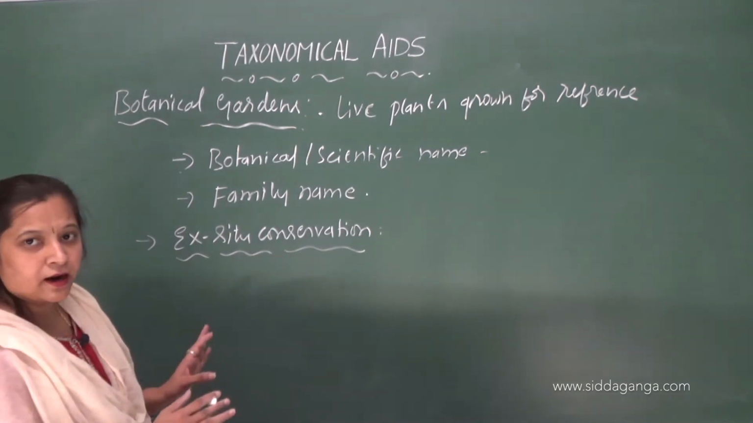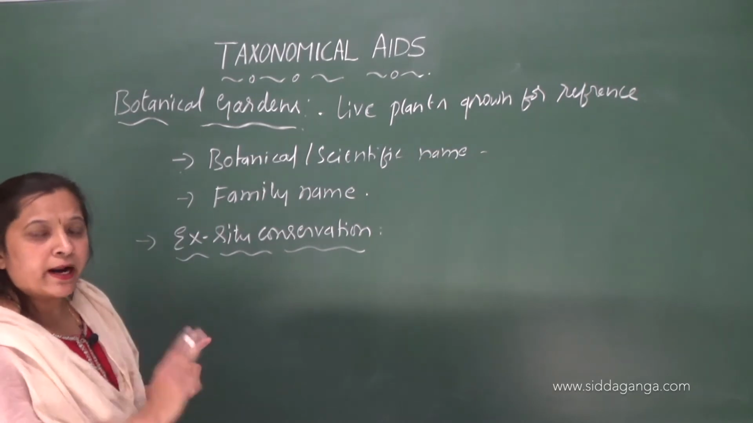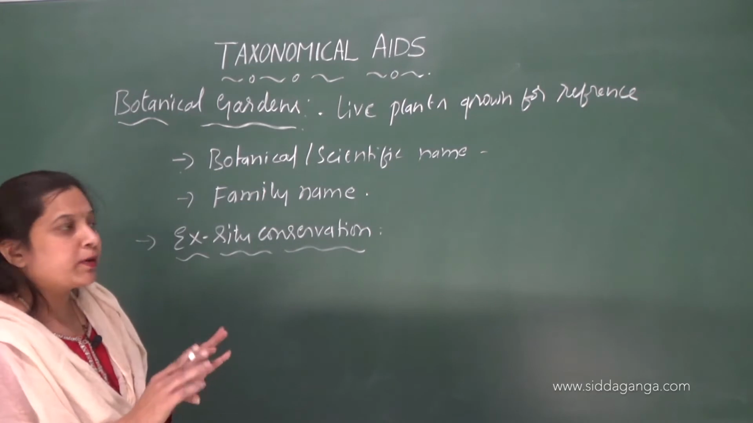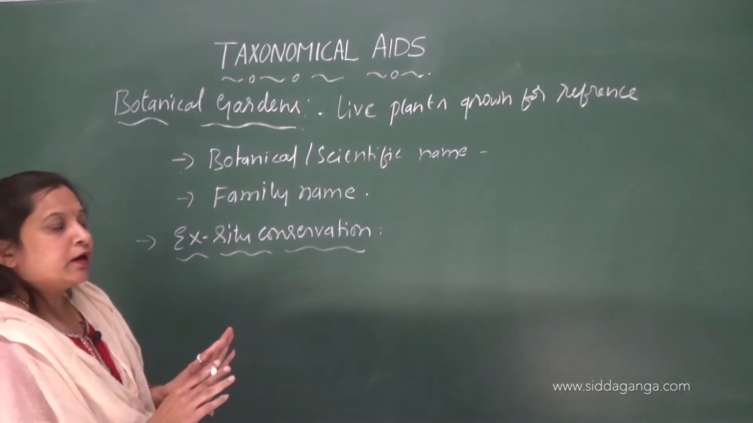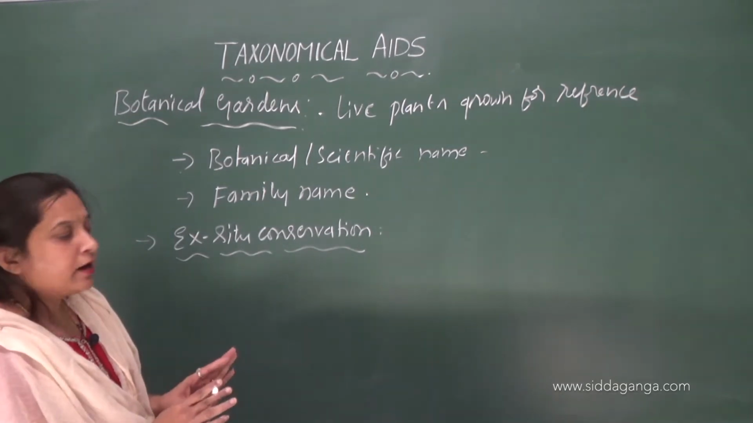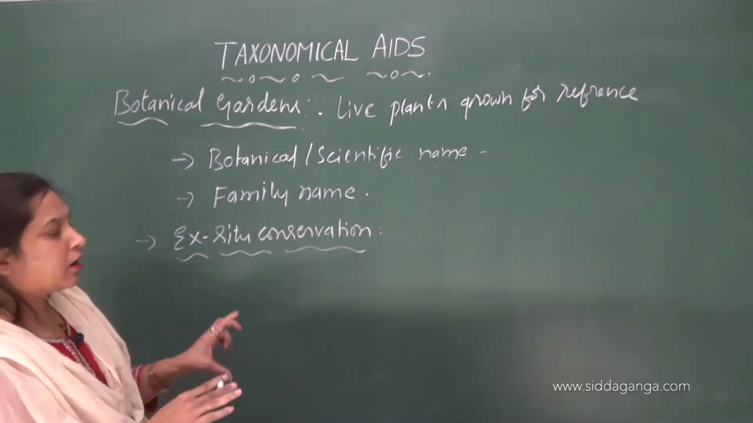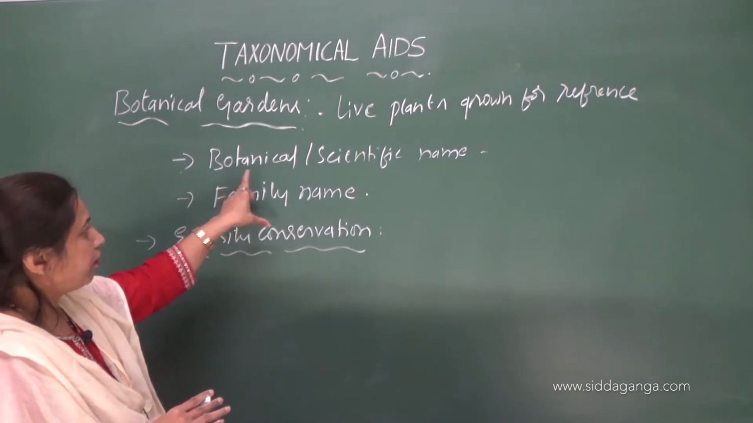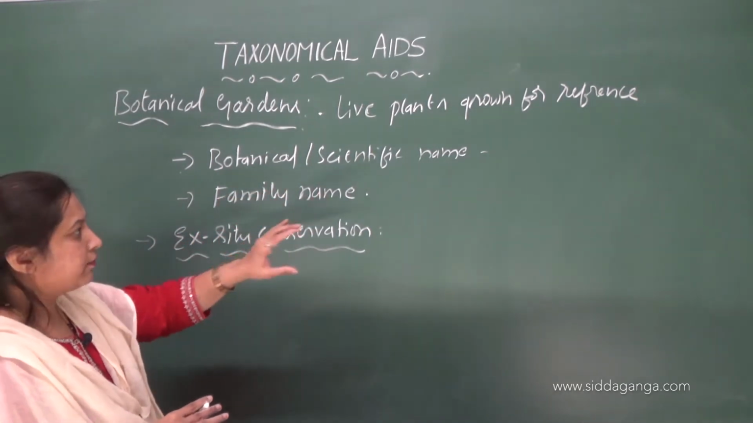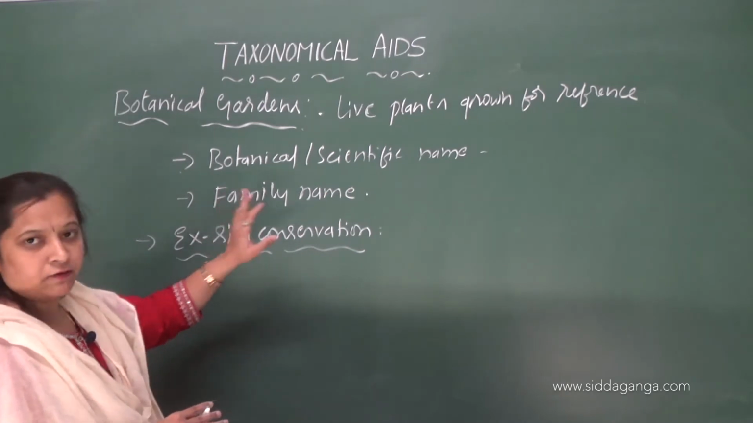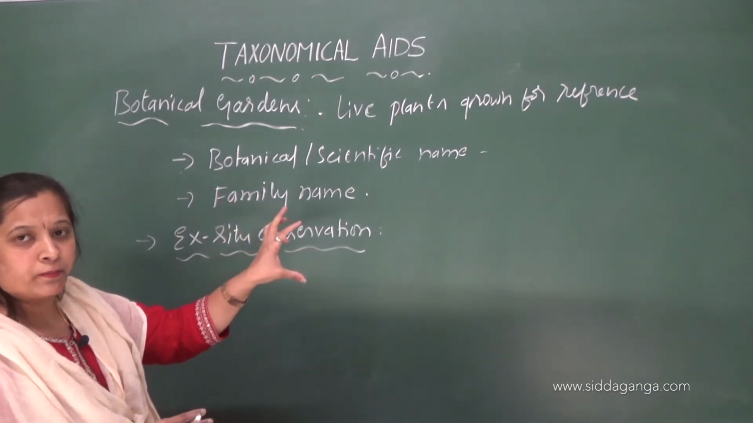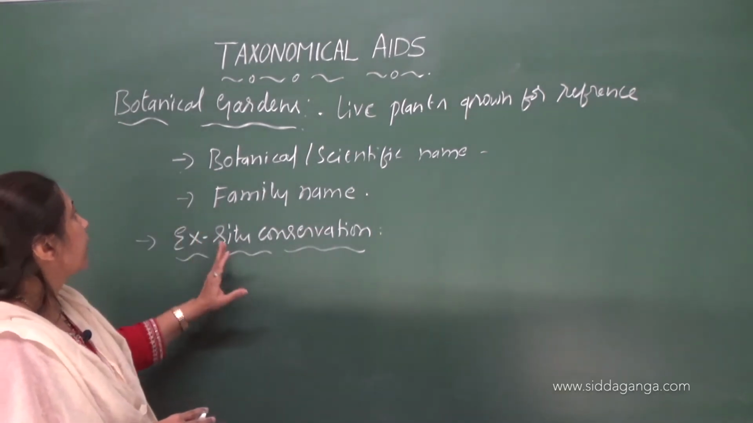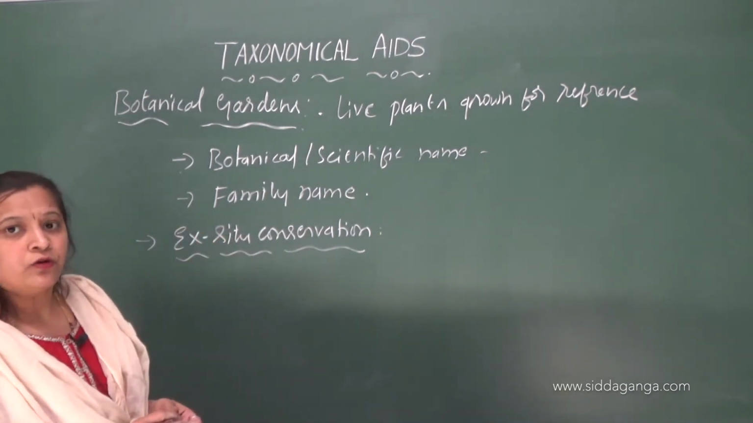Understood what botanical gardens are? In a herbarium, dead plant specimens are preserved, whereas in botanical gardens, living plants are grown in a particular enclosed area of land, and each plant in that garden is labeled, carrying information about its botanical or scientific name and the family to which that plant belongs. So botanical gardens are an example of ex situ conservation.